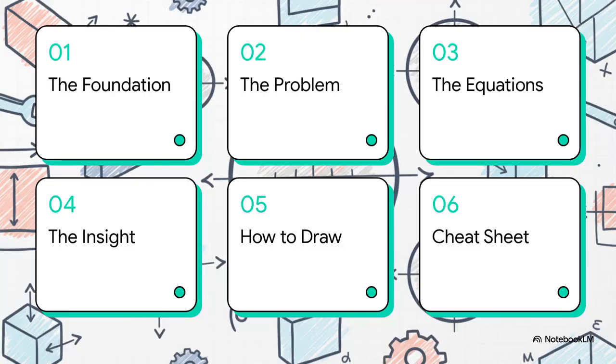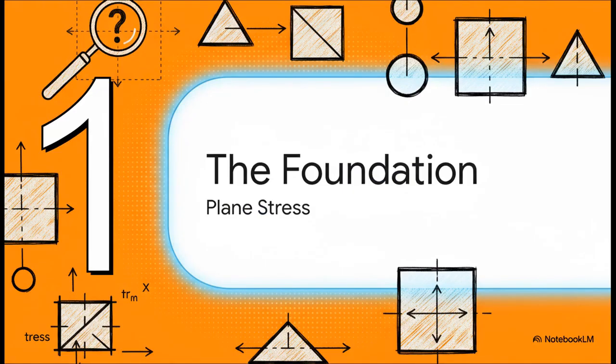First, we'll set the scene with something called plane stress. Then, we'll dig into the central mystery. What happens when you look at stress from a new angle? After that, we'll follow the mathematical clues to derive the equations, which leads us to our big aha moment, Mohr's circle. And of course, I'll show you exactly how to draw the thing and why it's basically an engineer's secret weapon. Okay, so every good detective story needs a crime scene, right?